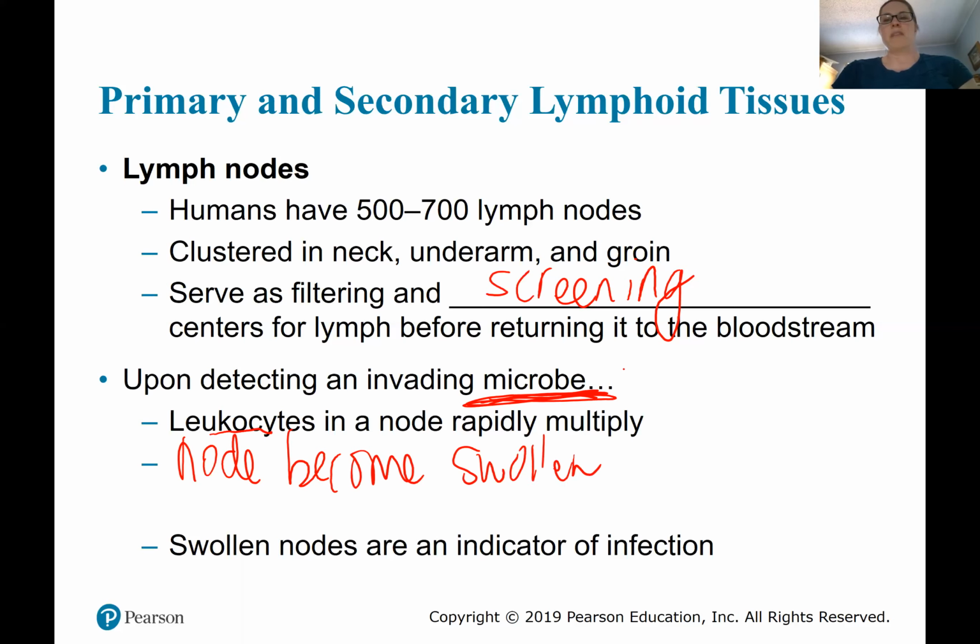And then, have you ever gone to the doctor, maybe with an upper respiratory something, and they feel your throat here? What they're doing is trying to feel your lymph nodes to see if they're swollen, because if they are, that could be a sign of infection.